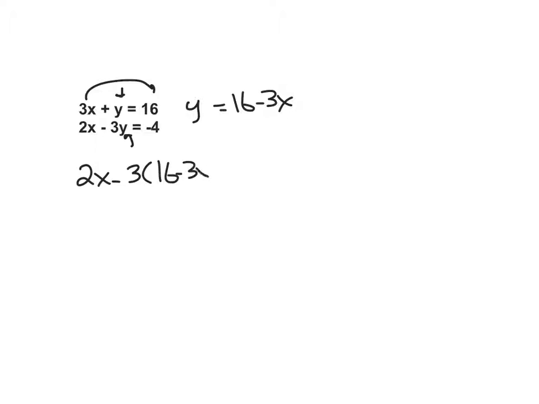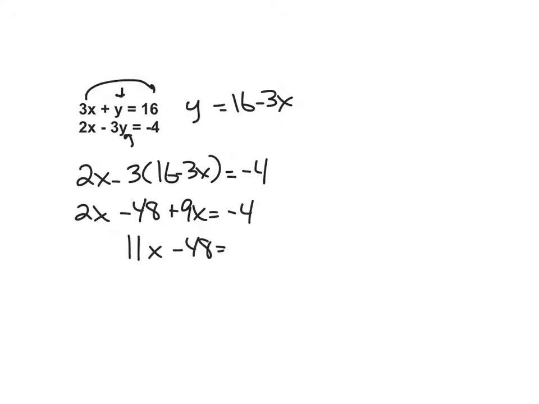All right, let's try another one here. This time the y has the 1 as a coefficient, so I'm going to solve for the y, which means I'm moving the 3x over. Y equals 16 minus 3x, and I'm going to take that and put it in for this y right there. So it's going to look like 2x minus 3 times (16 minus 3x), and that equals negative 4. So I'm going to distribute the negative 3, making it negative 48 plus 9x equals negative 4. I have 11x minus 48 equals negative 4. If I move the 48 over, I get 44, so that means x is 4.